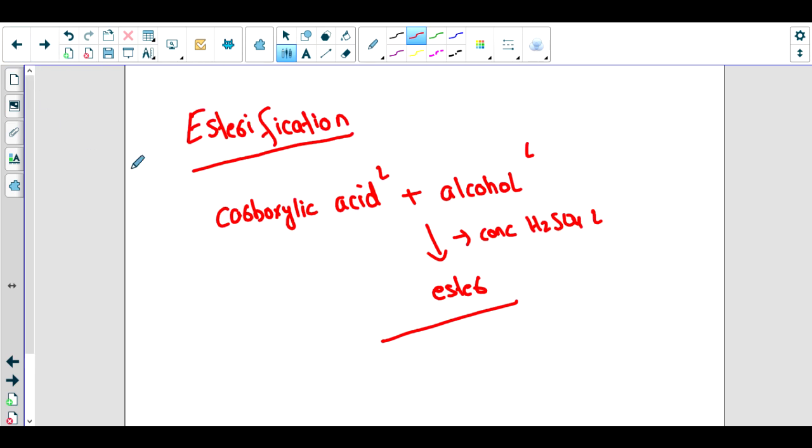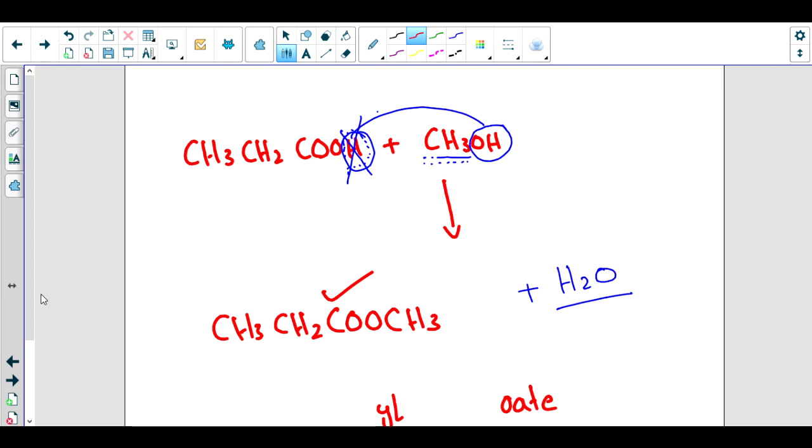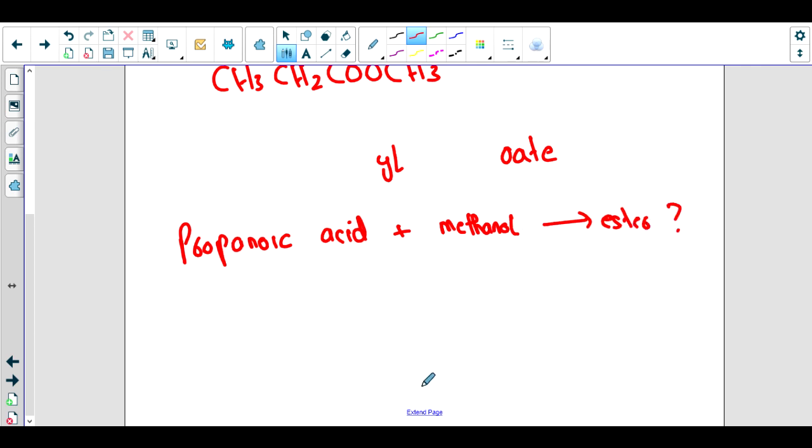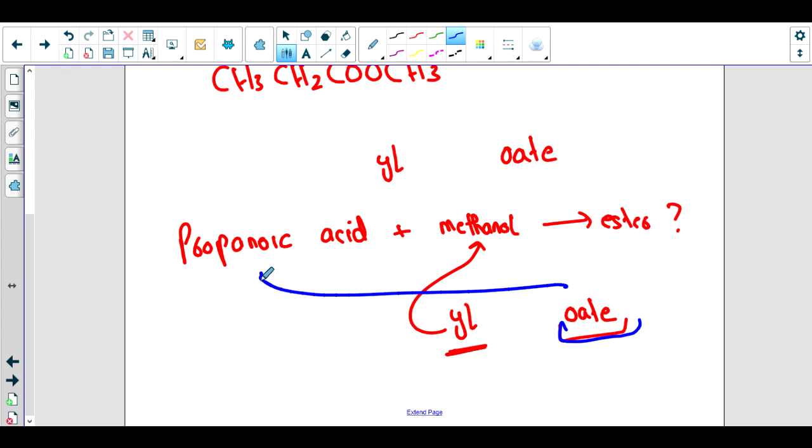Going back, I need to write an equation here to make it more proper. Let's say I have propanoic acid, which I just drew. Propanoic acid plus methanol will give me my respective ester. Now I want to name this ester. Always remember the two parts, the alkyl part and the oate part. The alkyl part will always come from the alcohol, and the oate part will come from the acid.